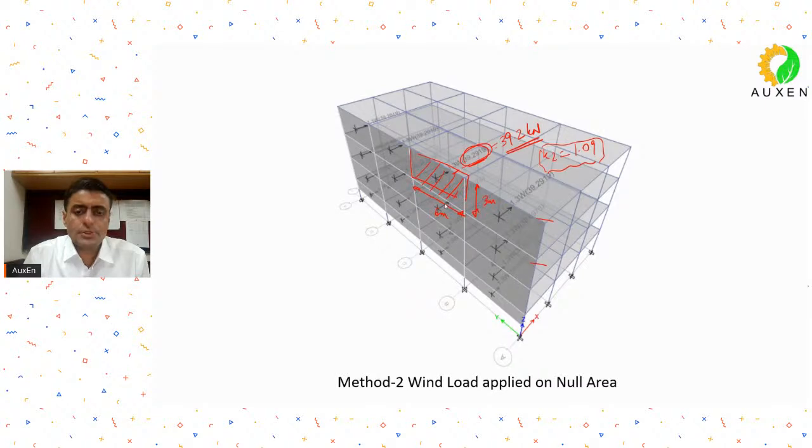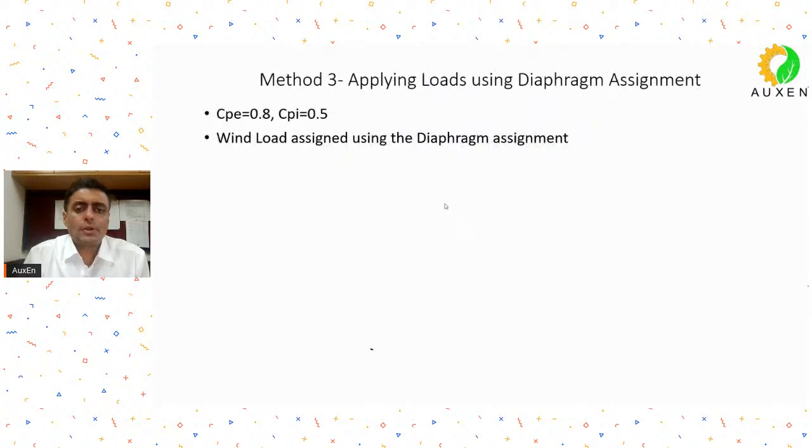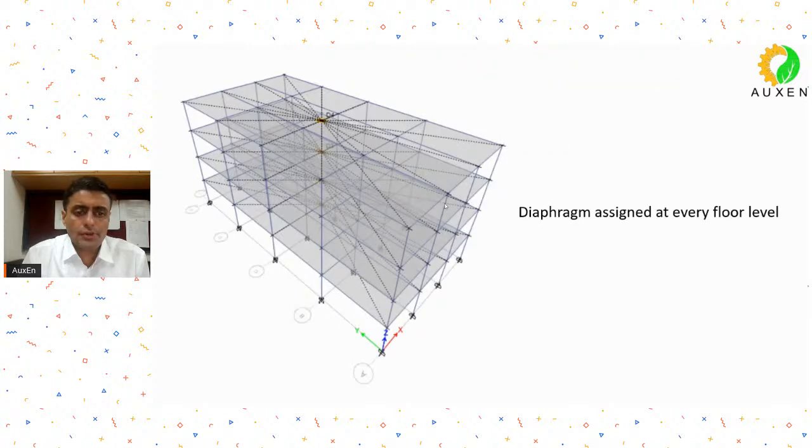Okay. So two methods. Now we go to the third method, applying loads using the diaphragm assignment. So I think someone had mentioned that they have used this method for applying wind loads. So in the diaphragm assignment, first you will have to assign diaphragms at every floor level. So this has been done.